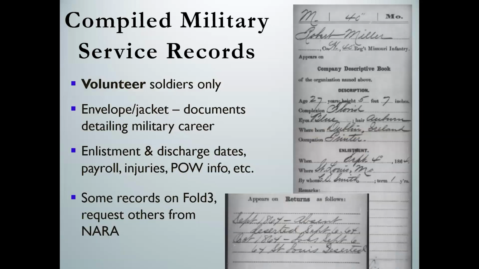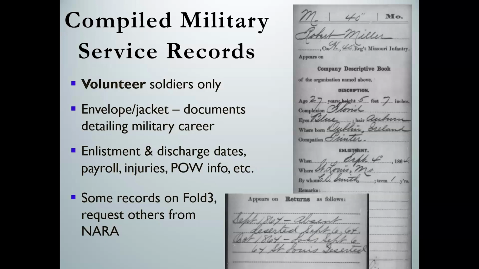So the compiled service records. Now, we use the term volunteer to simply mean those who said, I'm going to sign up, I'm going to fight in the Civil War. Like Wellington was a volunteer. He wasn't a career soldier. He showed up, signed up, fought in the Civil War, and he was done. So you're going to see, those are also known as enlisted.